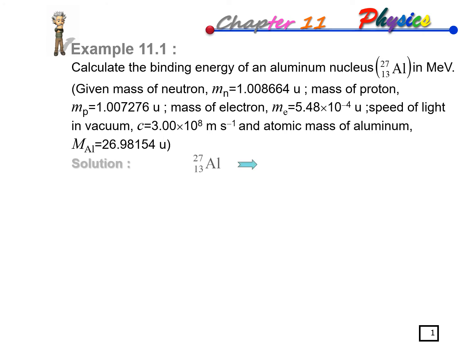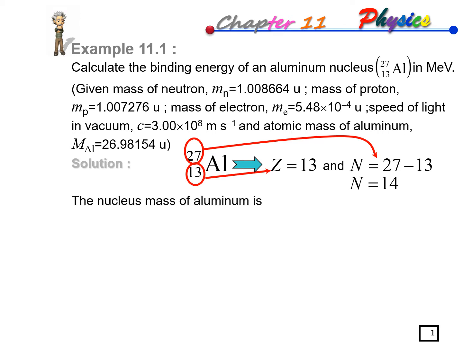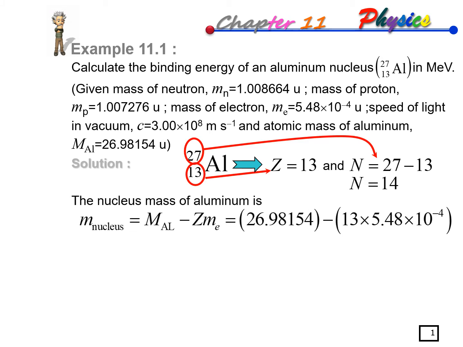To find the binding energy, the number of protons we have is 13, and the atomic mass number we have is 27. From here we can determine the number of neutrons available. The nuclear number minus the atomic number gives the number of neutrons, which will be 14. Now that we have all the values, we can calculate the mass defect.